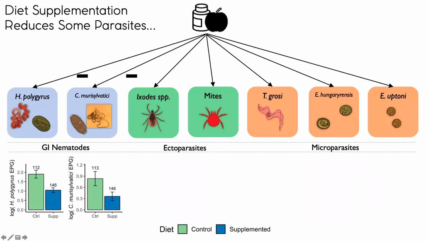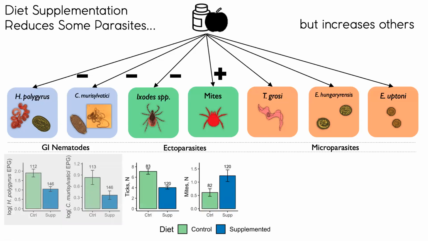So the supplemented groups here will always be in blue. We can see that for both of the helminths present in these mice, the diet supplemented group had much lower burdens, so it seemed that they were better able to fight the parasites off. However, things get a little more complicated when we move on to the ectoparasites, because for ticks, the supplementation likewise reduces the number of ticks that the animals have, but we see the opposite effect on mites, where the individuals on the supplemented grids actually have higher levels of mites.